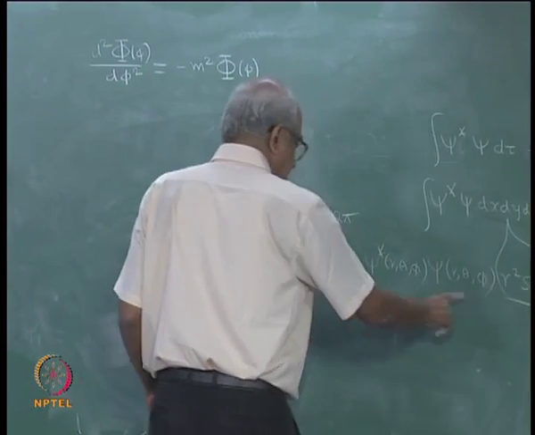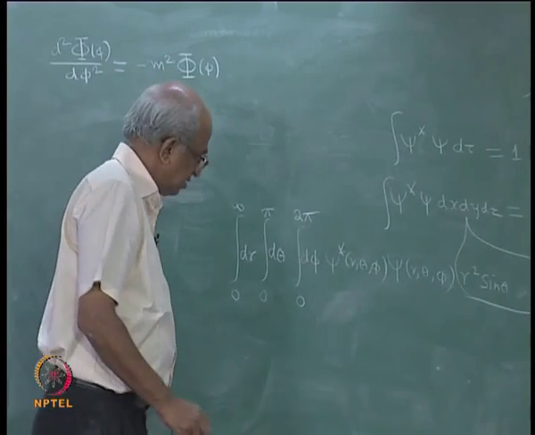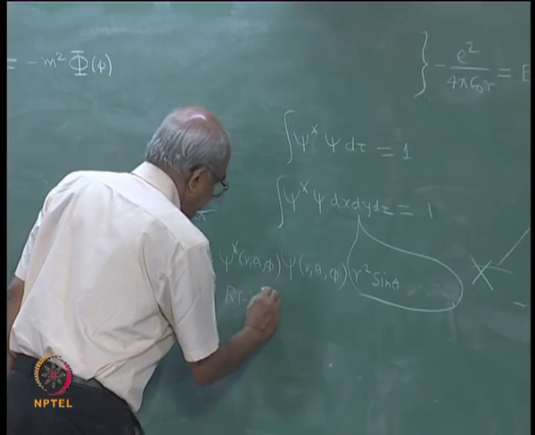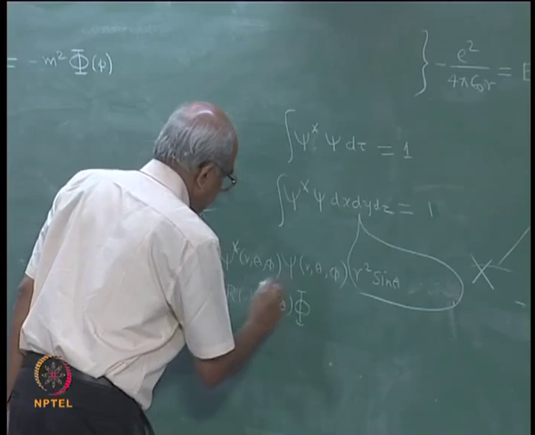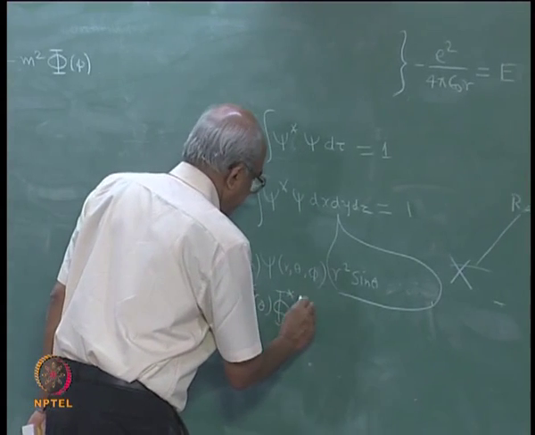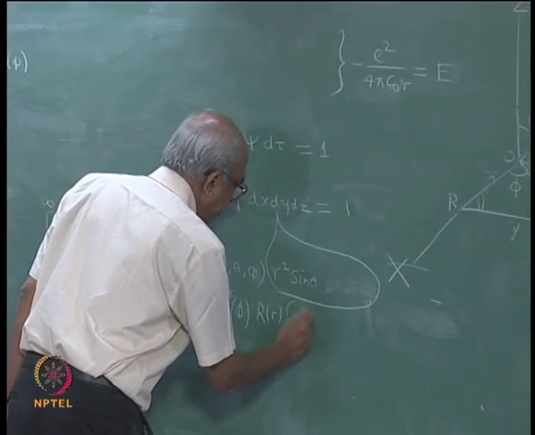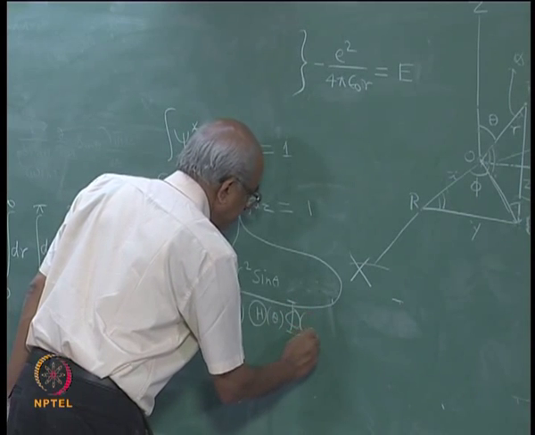The wave function has been assumed to be a product, correct. So, what is the nature of the product? It is going to be capital R, capital theta, capital phi, everything starred, multiplied by capital R of small r, capital theta of small theta and capital phi of small phi.